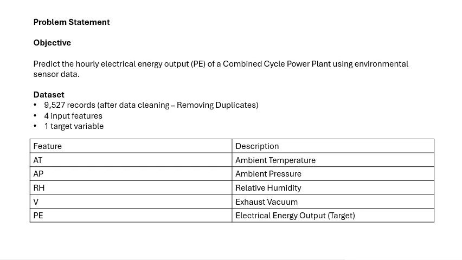The data set initially contained over 9,700 observations. After removing the duplicate records, I worked with a clean data set of 9,527 observations. The input features include ambient temperature, ambient pressure, relative humidity, and exhaust vacuum, while the target variable was the net hourly electrical energy output measured in megawatts. So this data set had 4 input features and 1 target variable.